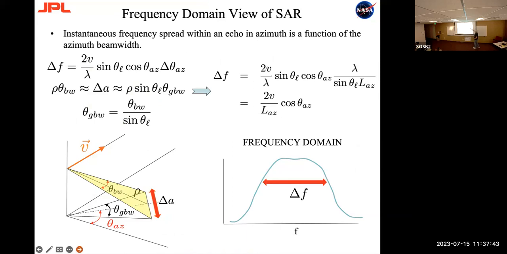And so you can differentiate that formula I had on the previous page, and you can end up with this formula right here that tells you what the Doppler bandwidth is. So it's related to the velocity, the size of the antenna, and the angle that you're pointing away from broadside. It's azimuth angle here. And the frequency spectrum that you get, the amount of change in frequency, that's the bandwidth. And this is going to turn out to be related to our azimuth resolution.